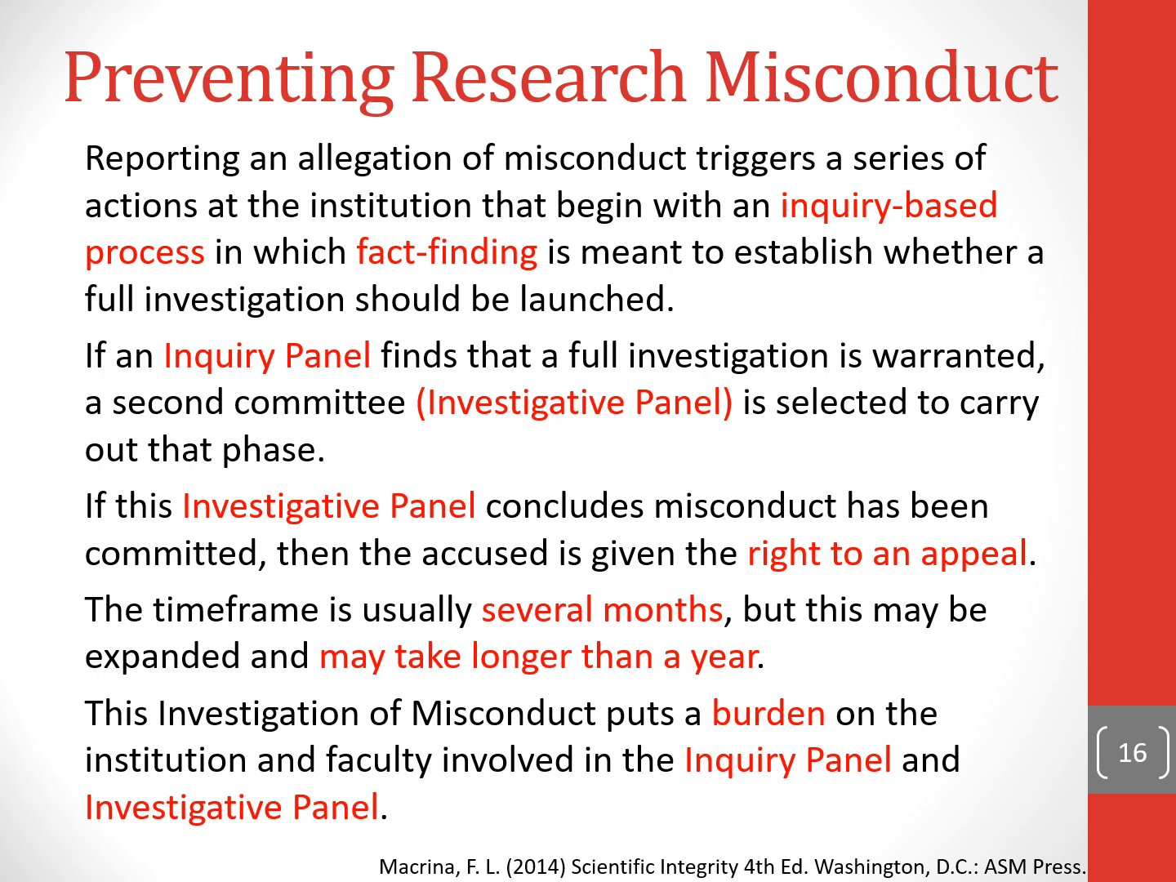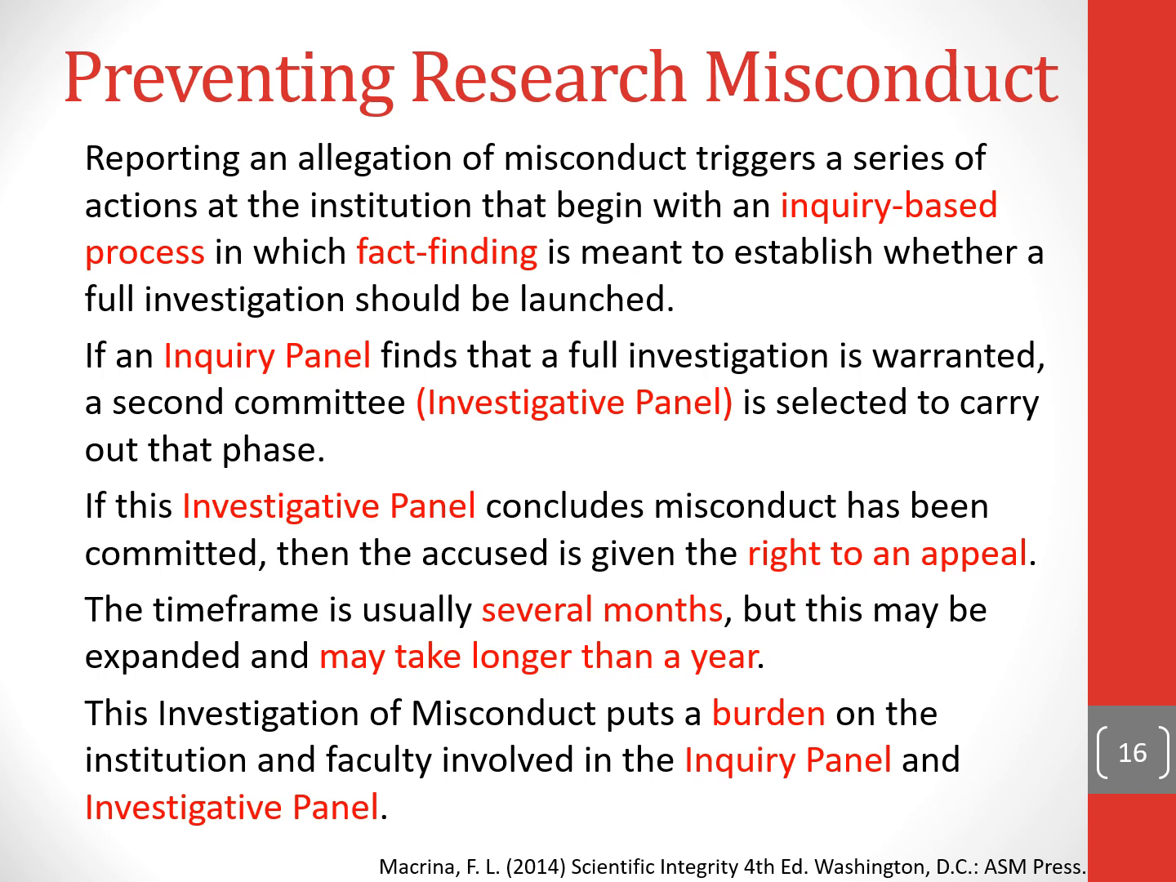When an allegation is reported of misconduct within an institution, that triggers an inquiry-based process. It's kind of like having a grand jury take a first look at it, a fact-finding mission to look at whether a full investigation should be launched. So this might be made up of a few faculty members. And if that inquiry panel thinks that there's enough information, they may recommend a full investigation. A second committee called the investigative panel would be set up, again, possibly made up of faculty members, to carry out that phase. And then if the investigative panel concludes that, yeah, it sure looks like misconduct has been committed here, the accused is still given the right to an appeal.